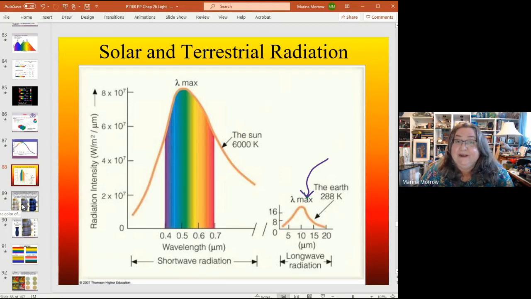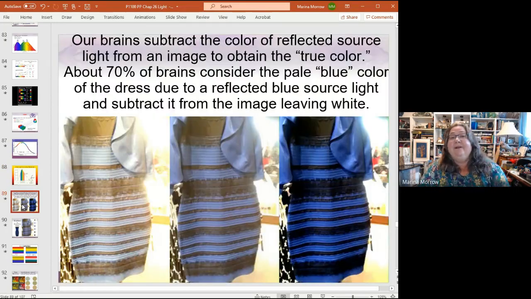Now, because our brain does a lot of processing, you get weird things like this. This picture came out and people went a little bonkers over it a few years ago. The reason was that this original photo was seen in two different ways. Around 70% of people saw it this way, as a white dress with gold. But about 30% of the people saw it this way, a darker blue and black dress.